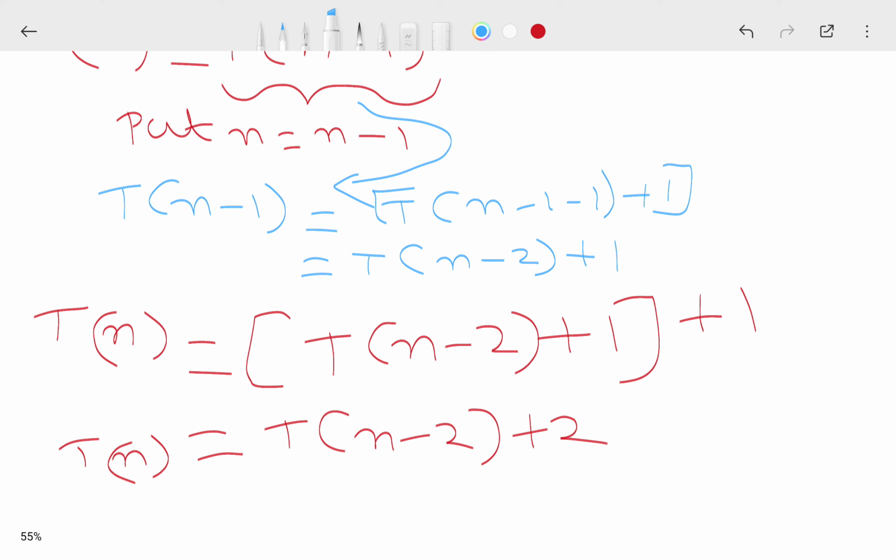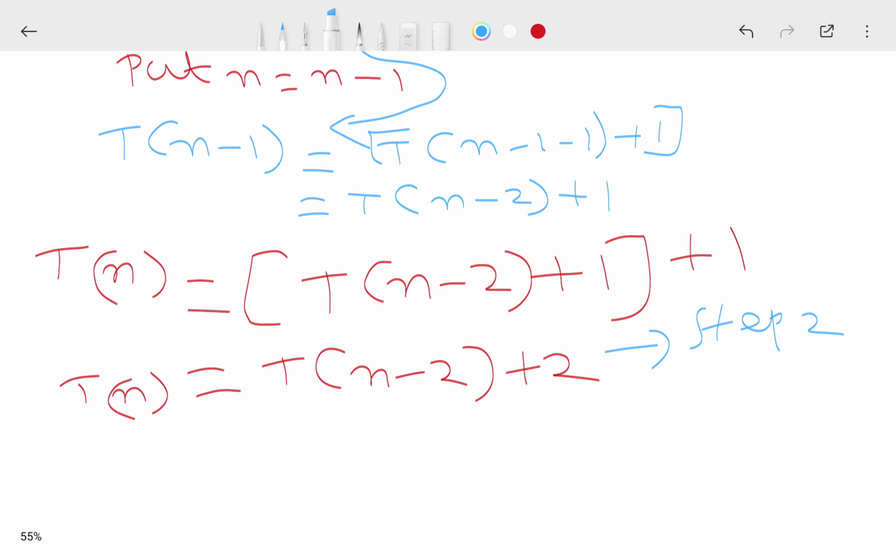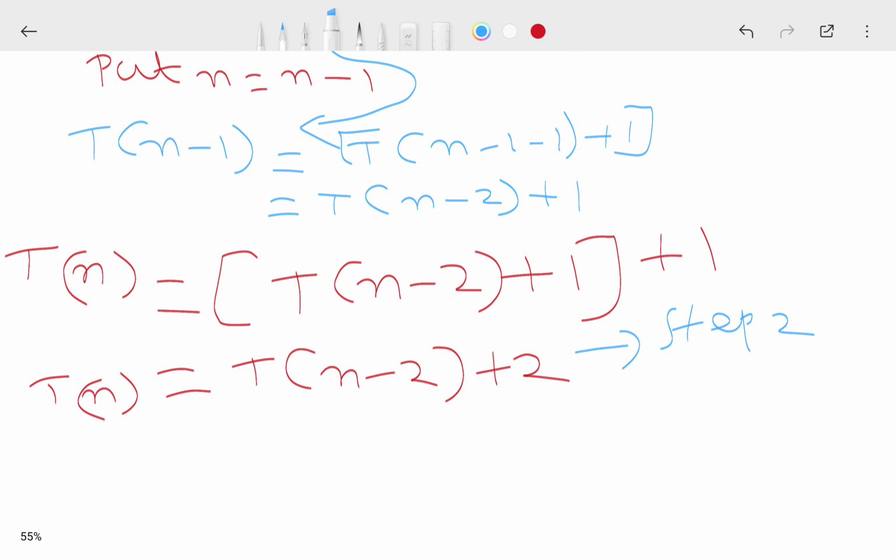Take this as step 2. Again, to solve this T of n value, we should know the value of this T of n minus 2. So the same way, substitute n equal to n minus 2 in the value of T of n. So T of n minus 2 will be equal to T of n minus 2 minus 1 plus 1.